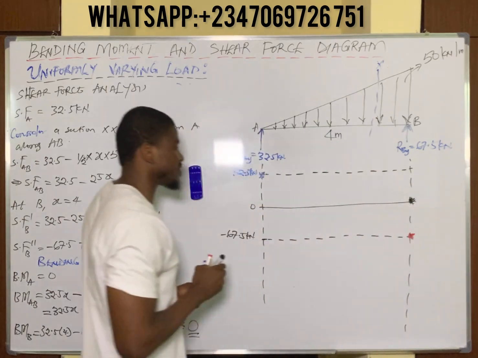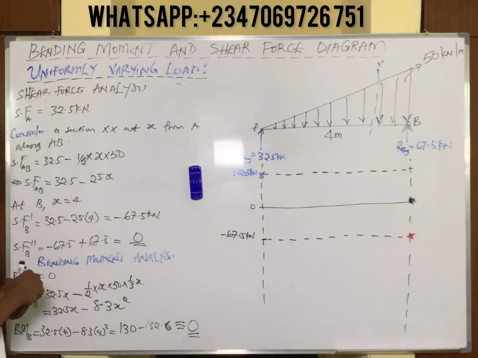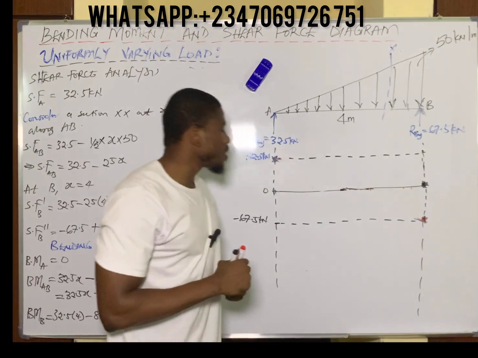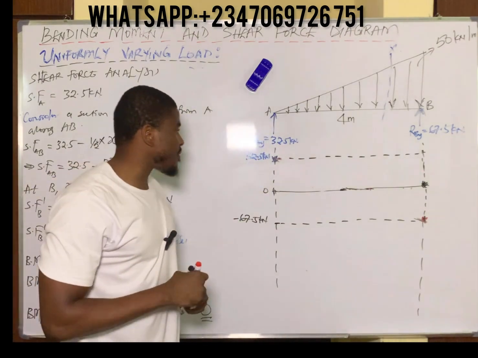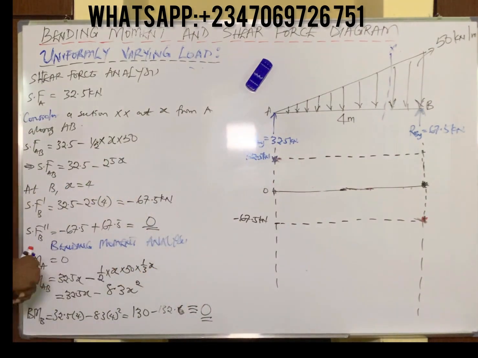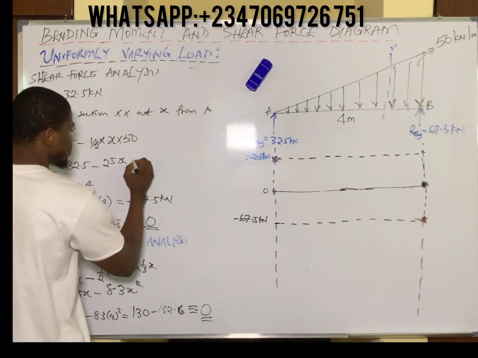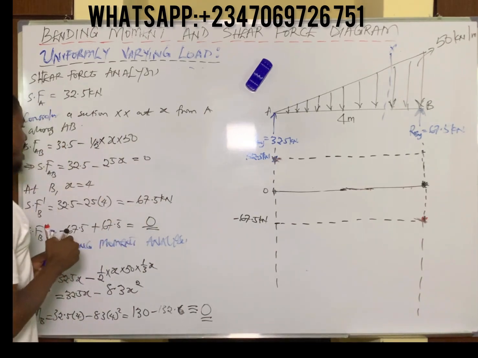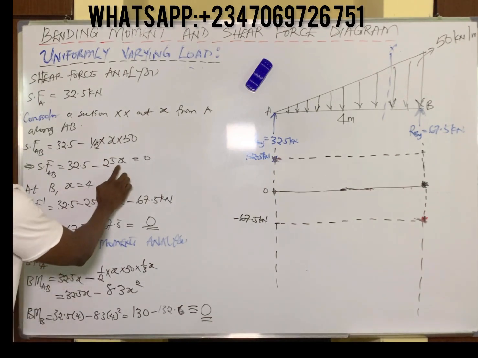Okay, so you have this. Now we need to plot this diagram. In order to accurately draw our shear force diagram, let us first find the point of maximum bending moment using the shear force equation. We simply equate this to 0 and find the point of maximum bending moment, which is simply x.